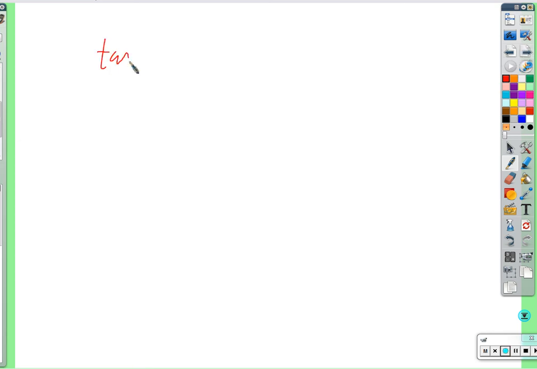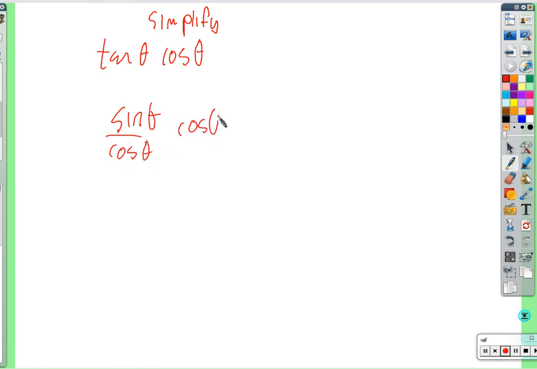So let's say we see something like tangent of theta times the cosine of theta, and we see some instructions like simplify. Making it simpler. One common approach would be to write these as fractions so that the denominators will get canceled out, perhaps. Can you write tangent as a fraction in such a way that it might cancel something else out? Sine over cosine, times cosine over 1, if you like. But what happens? We're left with just the sine.